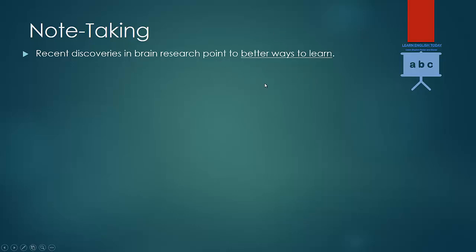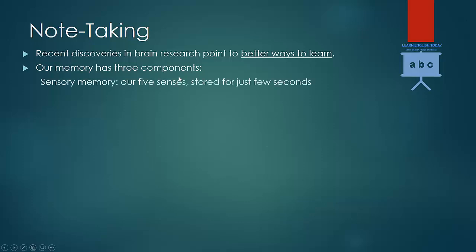Okay, the next paragraph: our memory has 3 components. That is the important point. What are those 3? Sensory memory. It means our 5 senses, and the information here is stored for just a few seconds. The key rule in note taking is that we have to write down the information as short as we can. It should not be a complete sentence. We make it as short as possible.